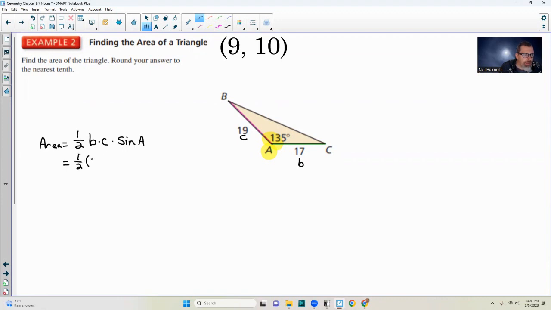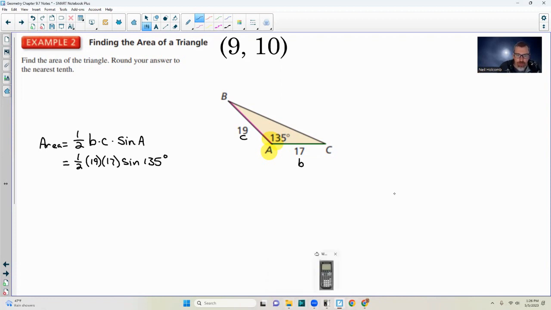B is 19. C is 17. And then we do the sine of 135 degrees. The sine of 135 degrees. Okay, so I could do this manually until I get to here without a trig table, but I'm just going to do it all on my calculator.